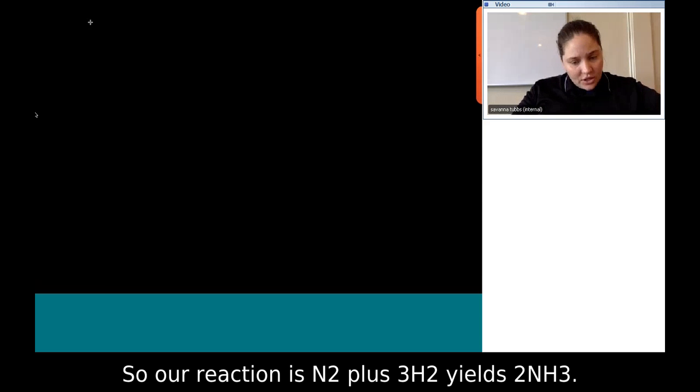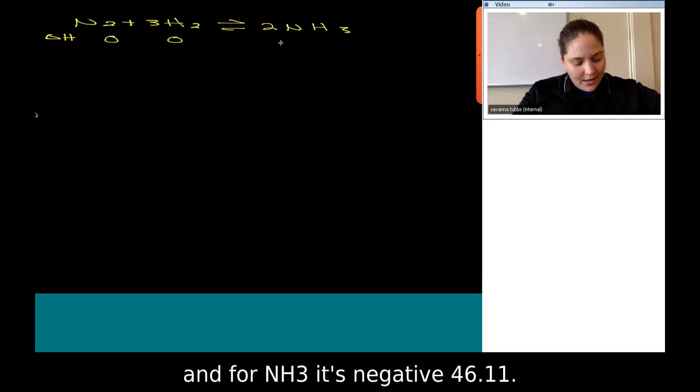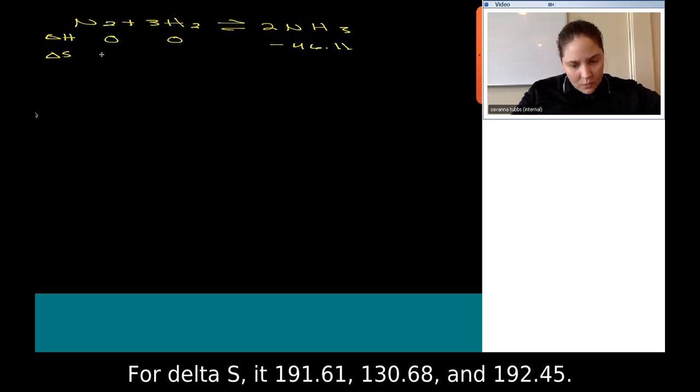So let's go ahead and move over, and we'll just copy down the information they provided. So our reaction is N2 plus 3H2 yields 2NH3. Our delta H for N2 is 0. For H2, it's 0, and for NH3, it's negative 46.11. For delta S, it's 191.61, 130.68, and 192.45.